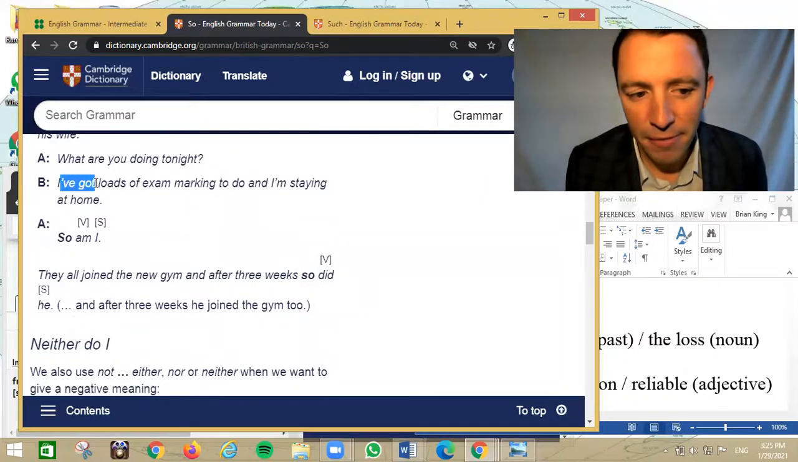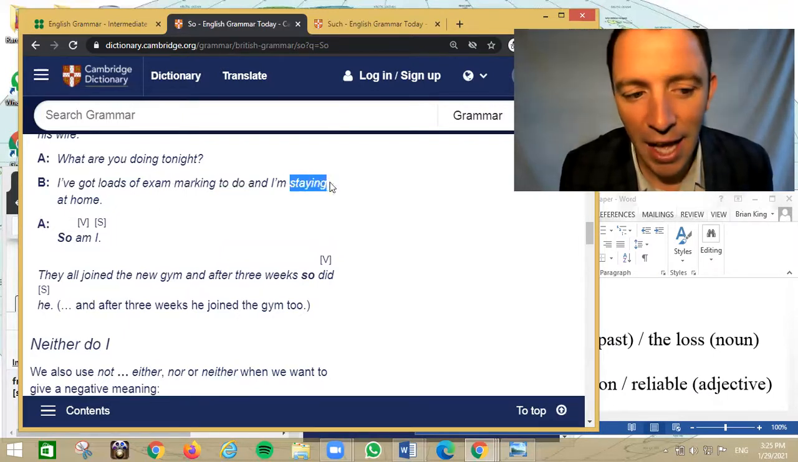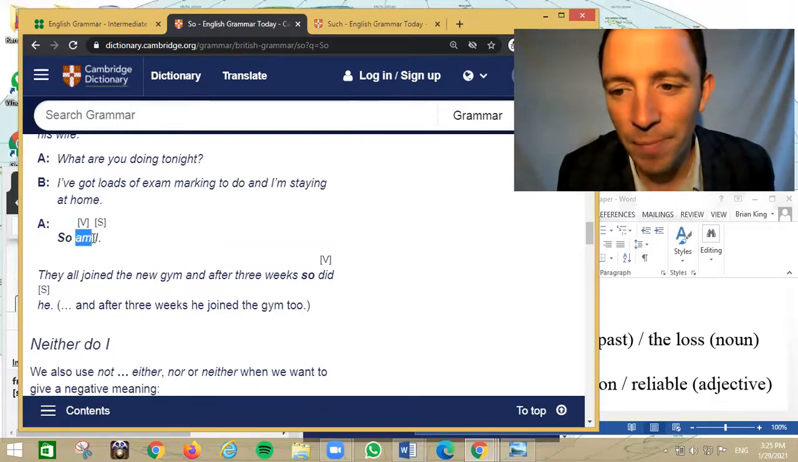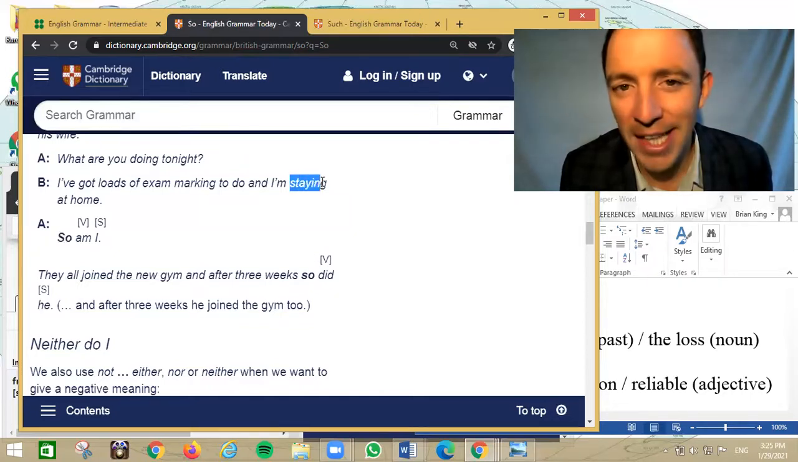Okay, the next example. What are you doing tonight? I have got, so I have loads, a lot of exam marking to do, to the verb to do, and I'm staying at home. So here's the verb to stay, and so am I. So that's the substitution for I am staying at home. Okay, so in this case, "so" is the substitution for staying.